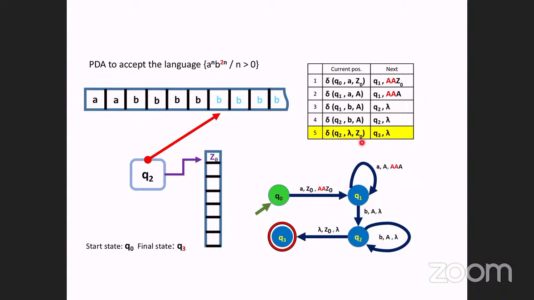Z0 is on top. The machine is allowed to go to the state Q3, which is the final state. Q3 is the final state. So the word is now accepted. So this machine is designed to accept the language A power n, B power 2n.